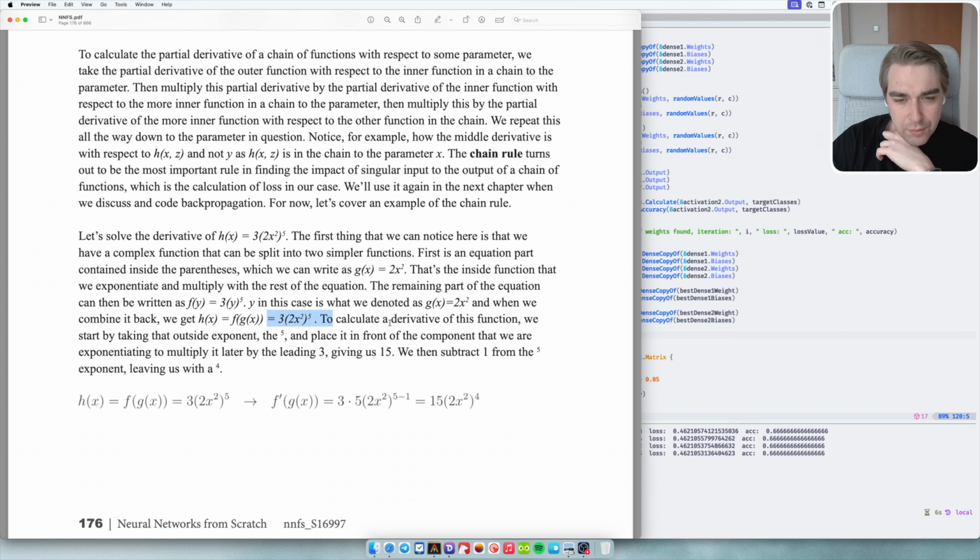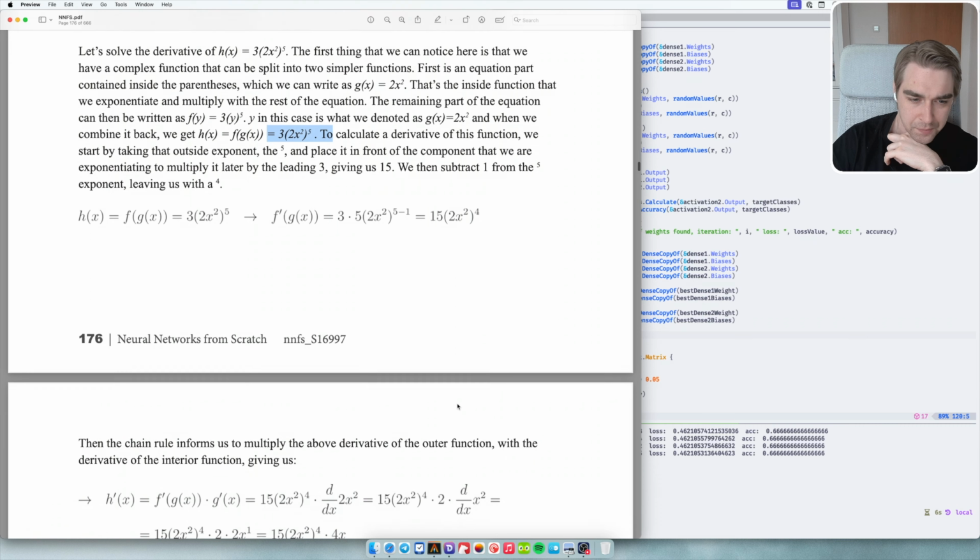To calculate the derivative of this function, we start by taking that outside exponent, the 5, and placing it in front of the component that was exponentiated, then subtract 1. We assume that this is the input parameter, right?